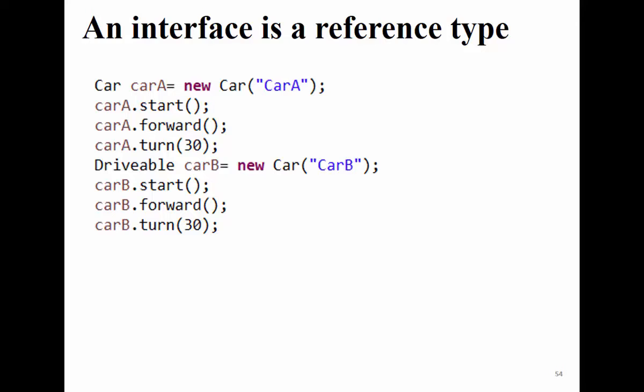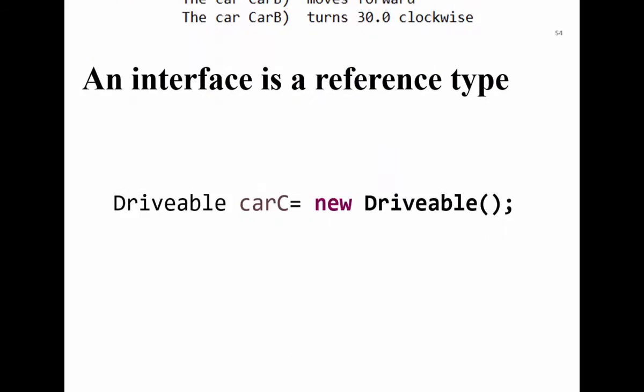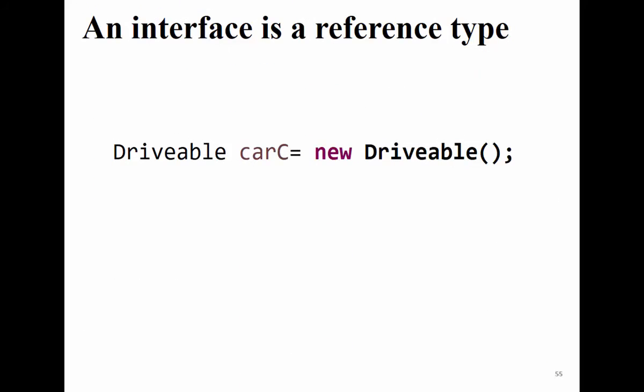This is valid. There's no problem. I can use a drivable as a reference type. This is why I told you on the left side, you can use the reference, but I cannot use it here in the new. So I can have this new car P, and I can ask the car P to go forward, to go left or right. I can use a drivable as a reference. I cannot use it inside the new. So this is okay.